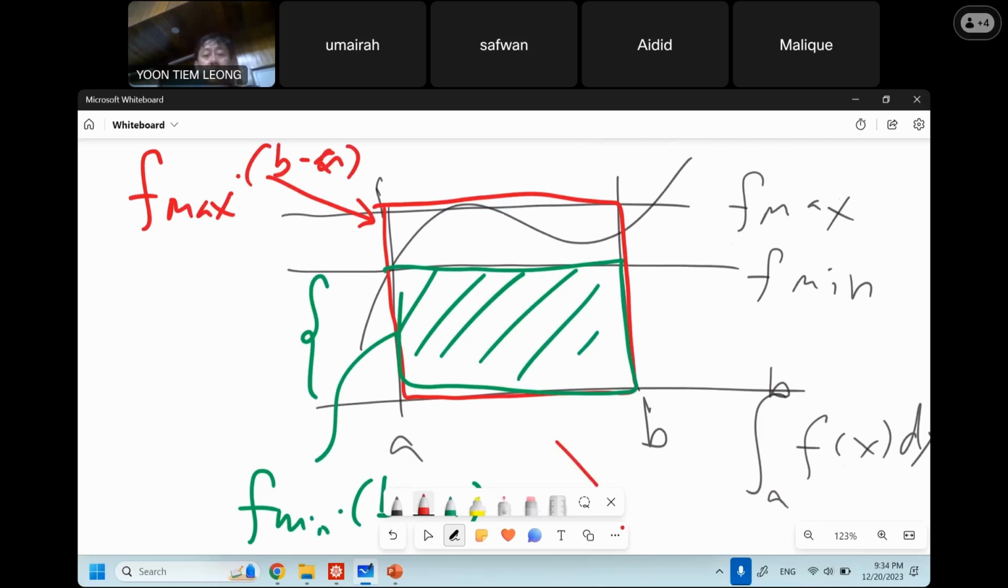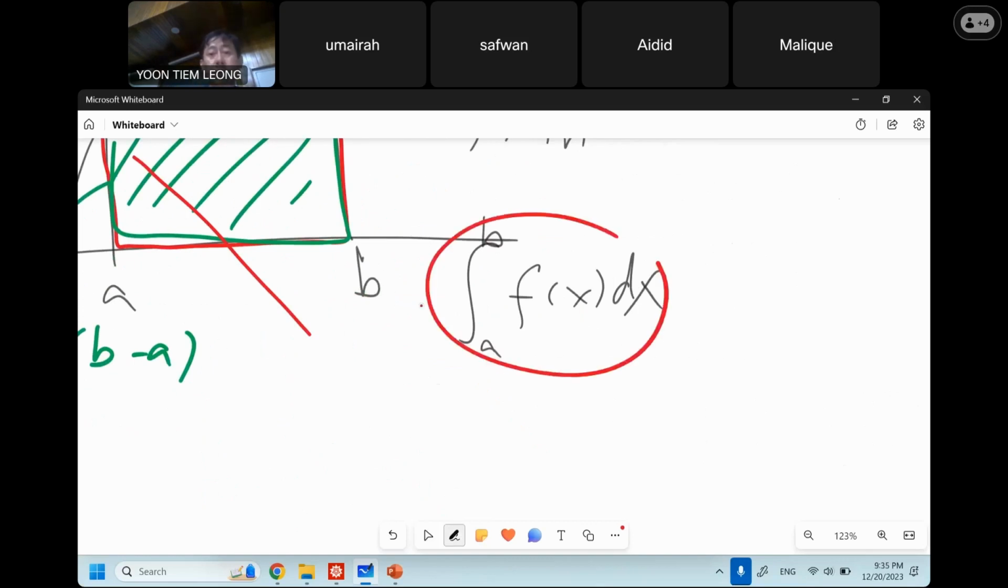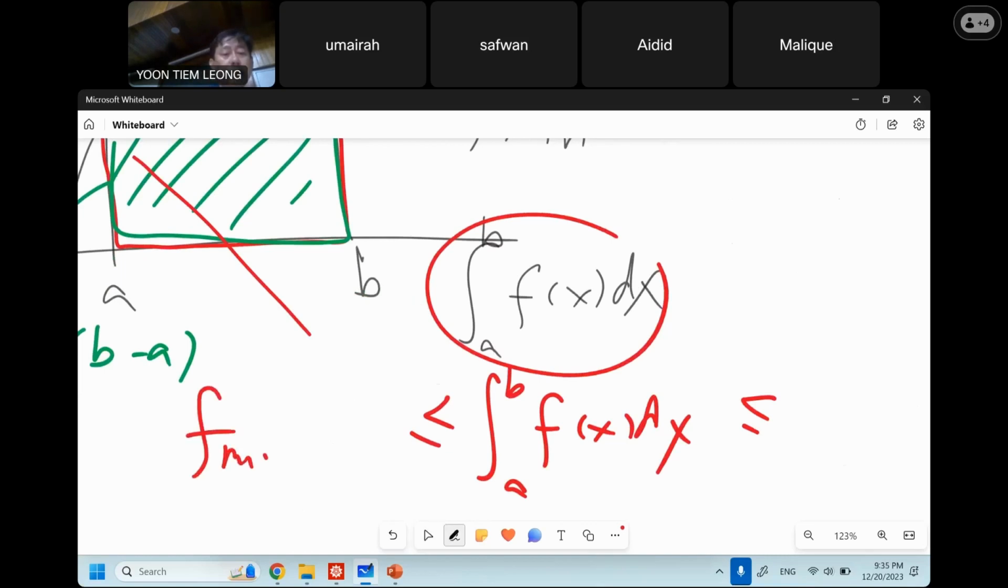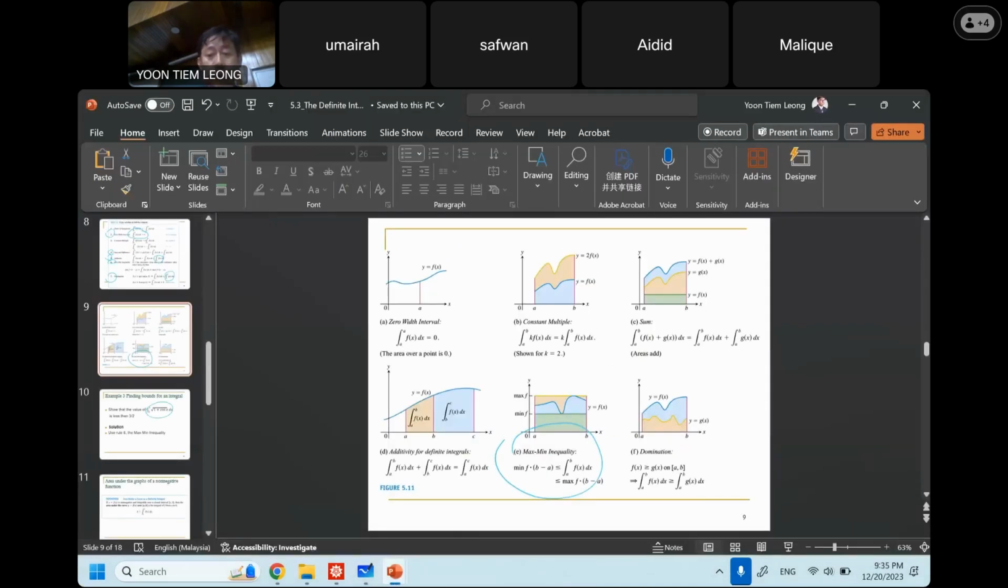So it is always clear from the graphical point of view that the area defined by the definite integral from a to b is always equal to or larger than the small box area, but it will be less than the large box area, where f min and f max refer to the minimum and the maximum of the function within the interval.